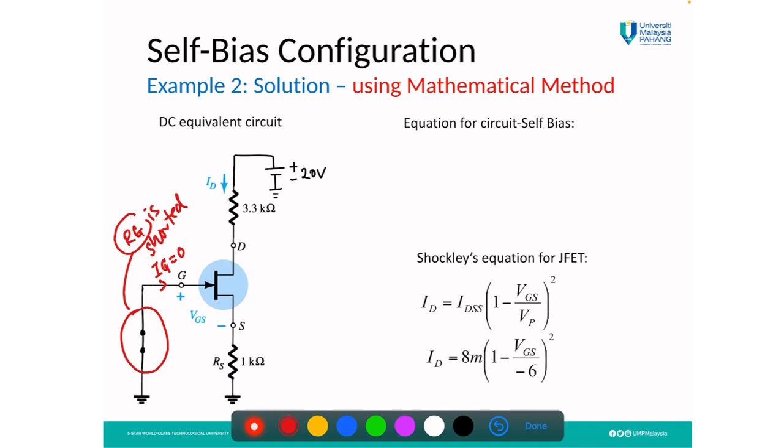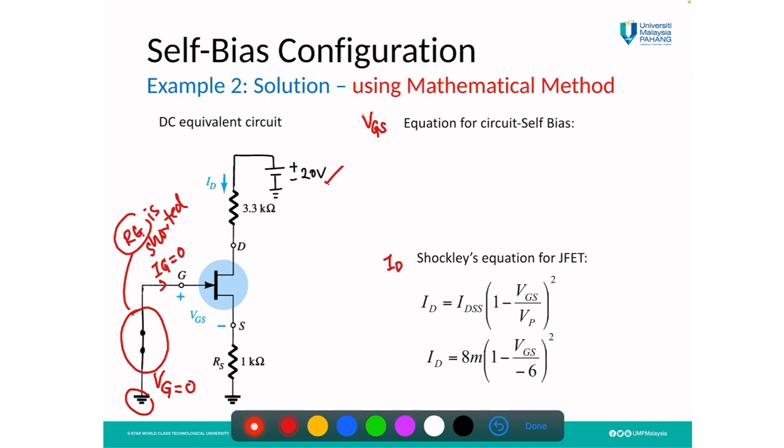And then we know that at the gate there's nothing here, only ground. So we can say that VG now equals 0. And this is for the VDD. Next, for the mathematical method, we need to find two equations. First, the equation for VGS. Second, the equation for ID.